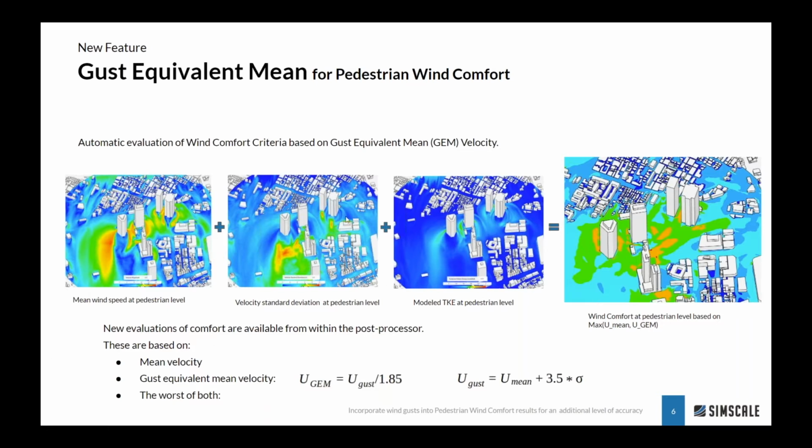And obviously, what you can also do, or what is also automatically computed, is not only the wind comfort based on the mean wind speed and on the gust equivalent mean, but also on the worst of both, because that is in the end the condition that is relevant for the safety criteria and the comfort criteria. So all three results actually can be evaluated within the post-processing environment. And we can see later how this works and how the results look like.